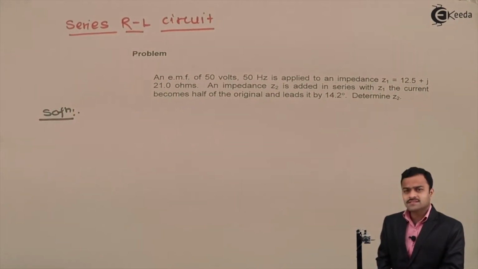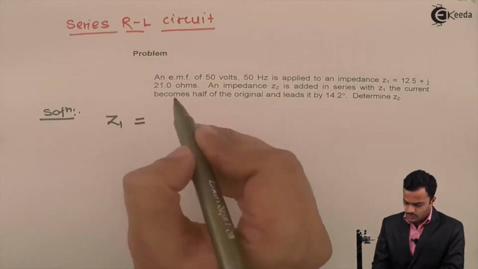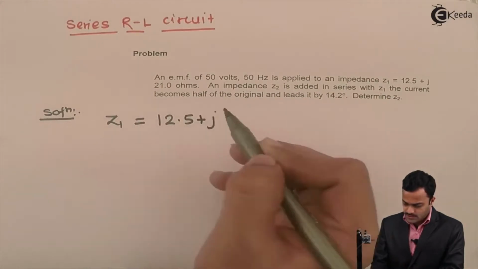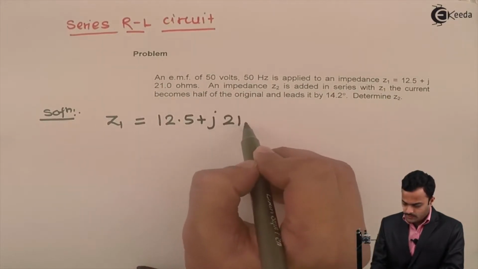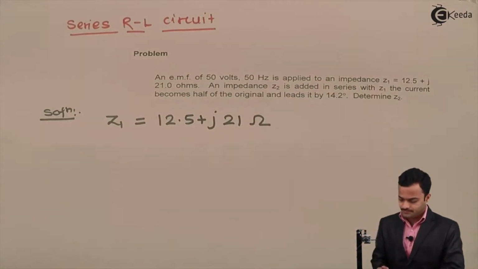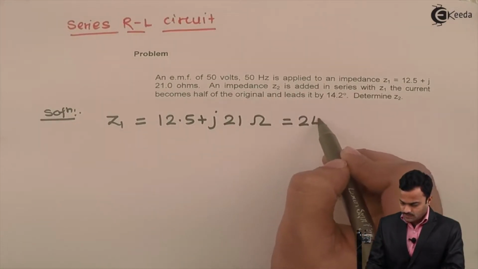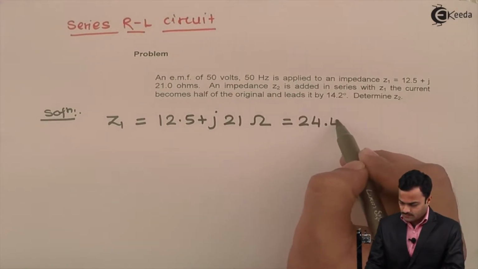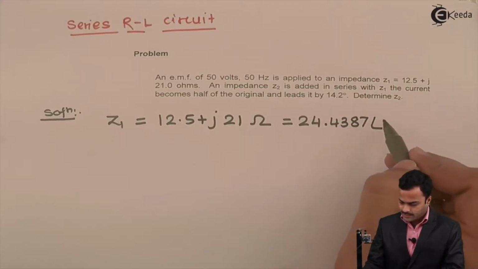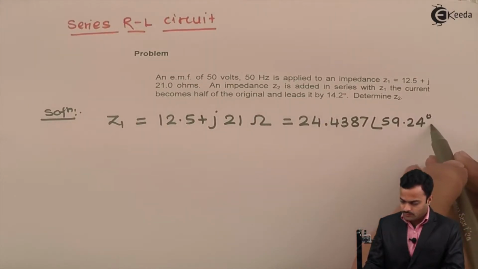What they have given is Z1 equal to 12.5 plus j21 ohm, which I can represent in a phasor form, equal to 24.4387 at an angle 59.24 degree ohm.